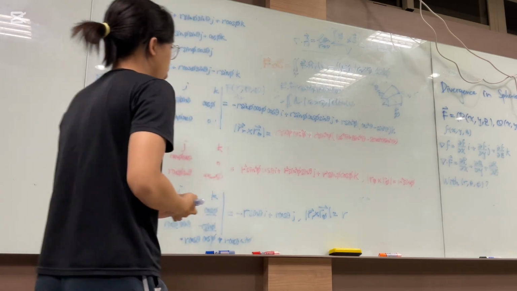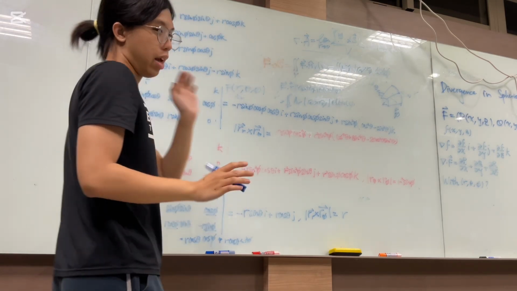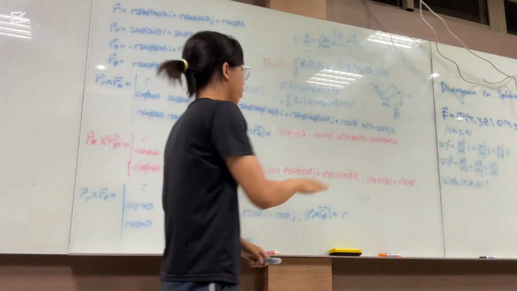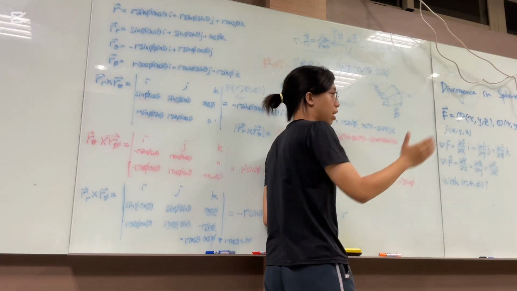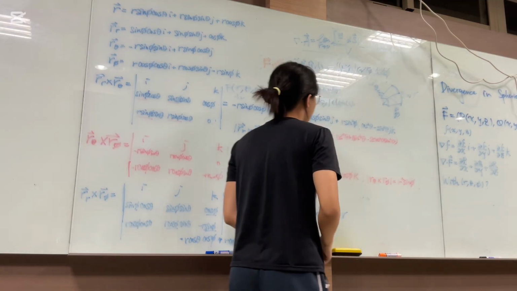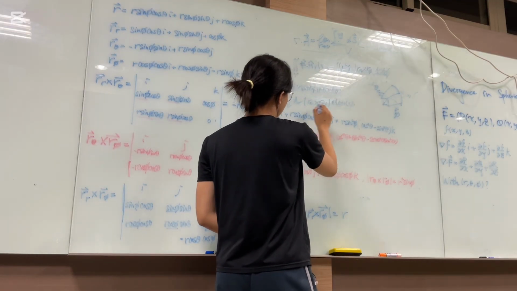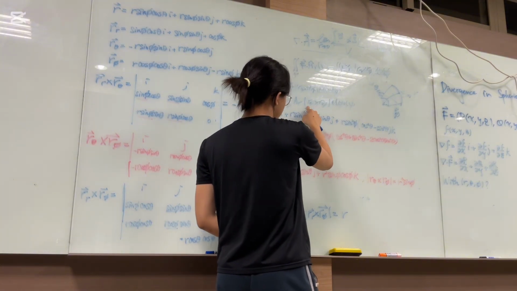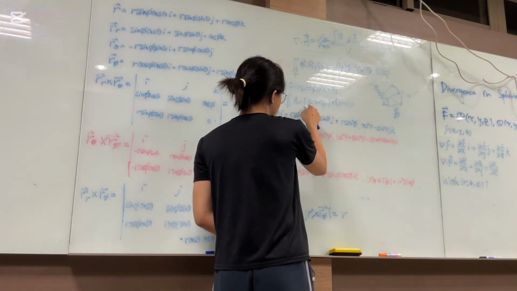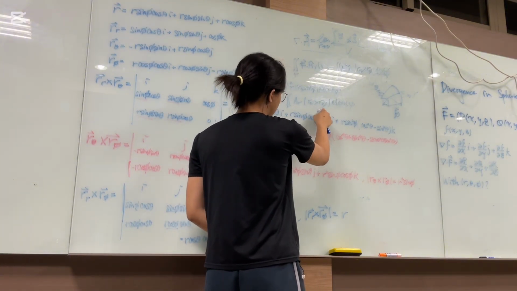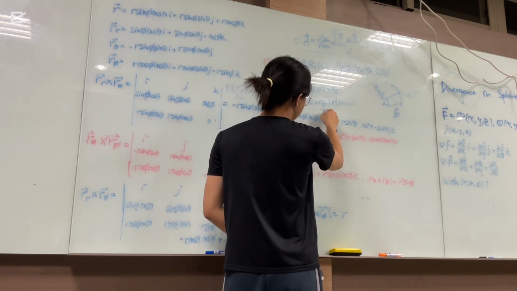Okay, so if we want every side, for the r side and for the theta side and the phi side, we need to calculate every cross product: r theta cross r phi, and r r cross r theta, and r r cross r phi.